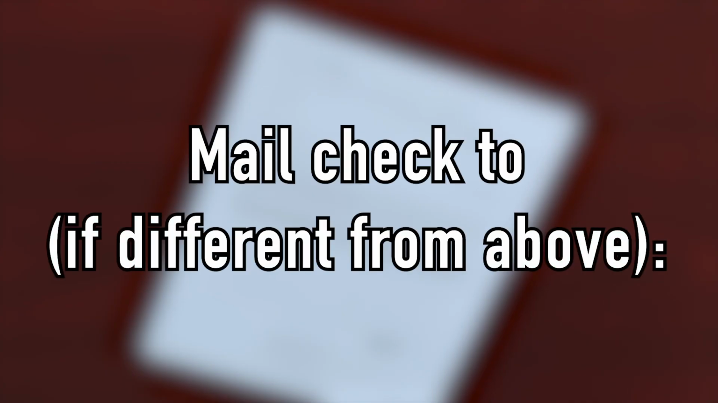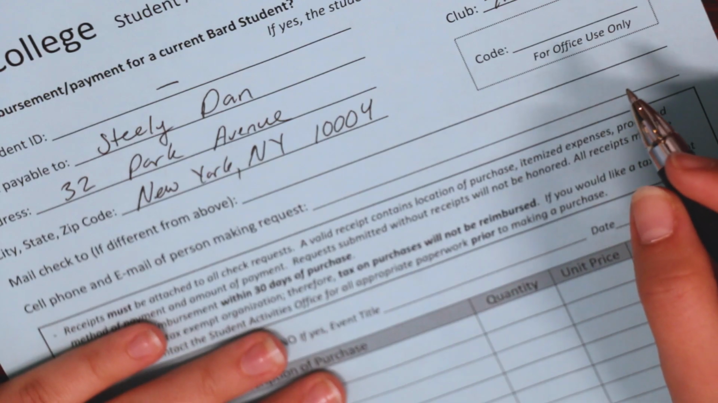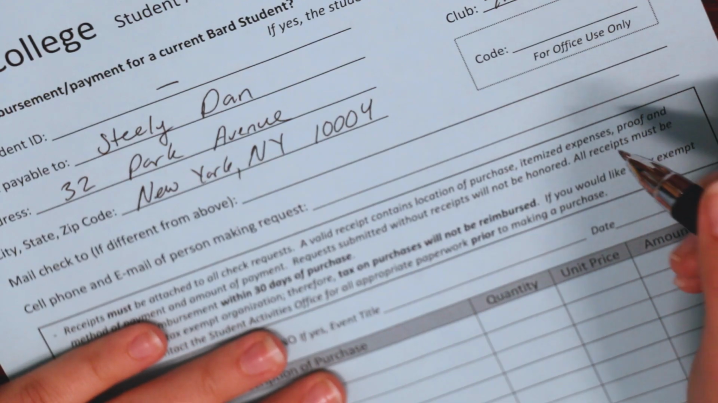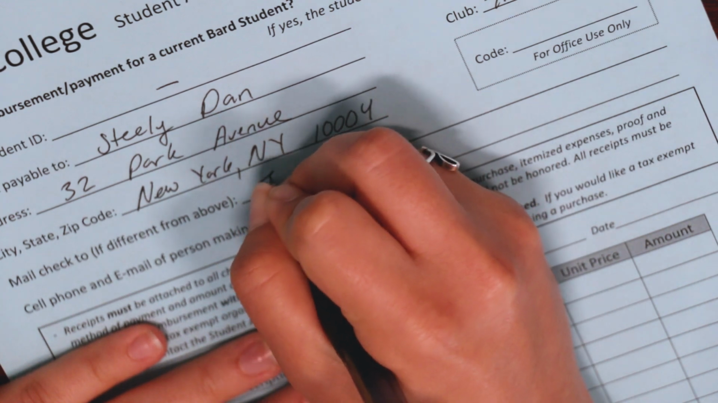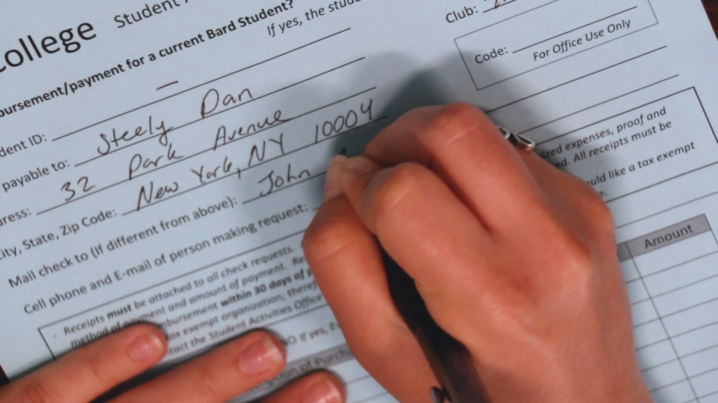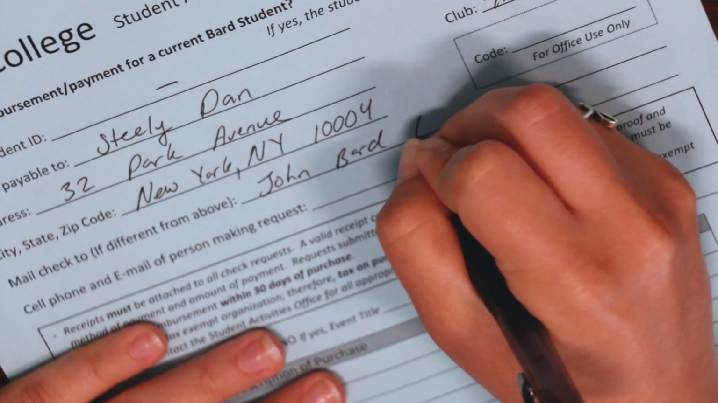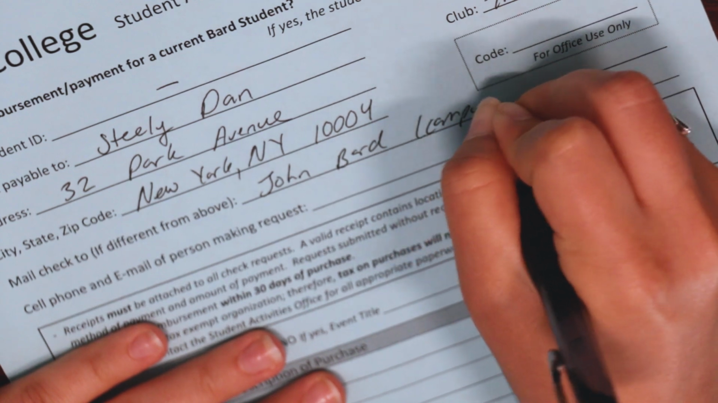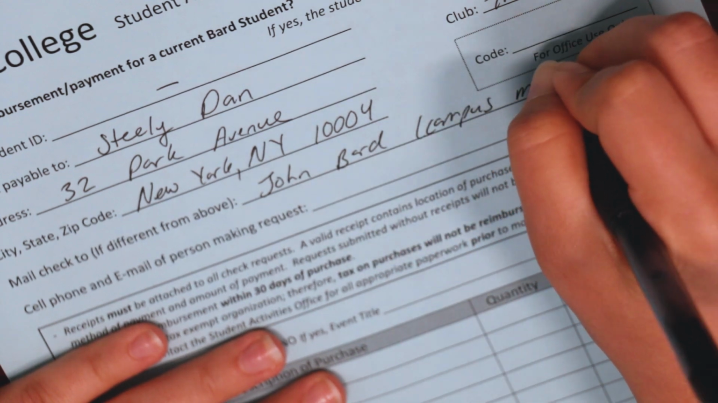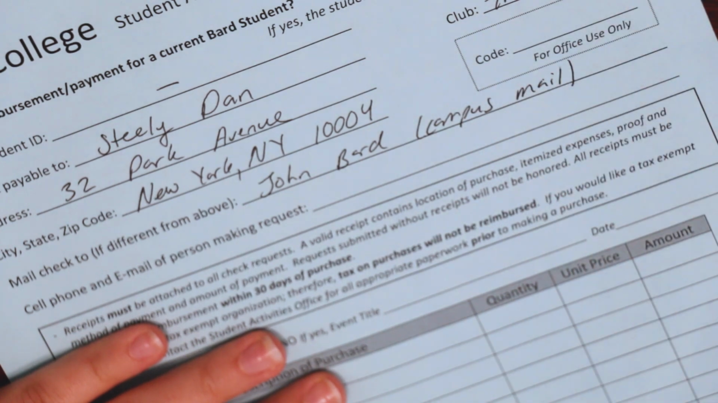The field that says mail check to if different from above. Only fill in this field if you'd like to receive the check in your mailbox and give it to the individual directly after the event. Write down your name and campus mail. This is recommended if you submit this request 2 weeks prior to your event and if your performer would like to get the check on the day of the event.